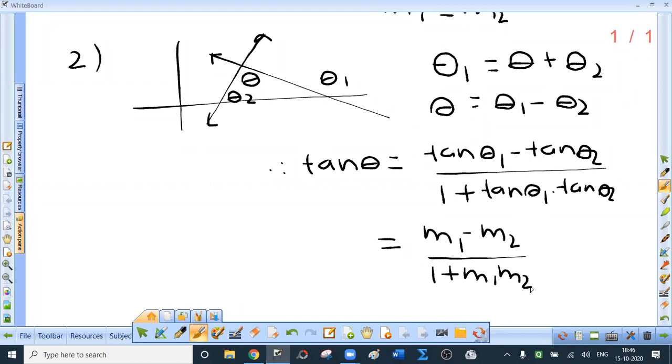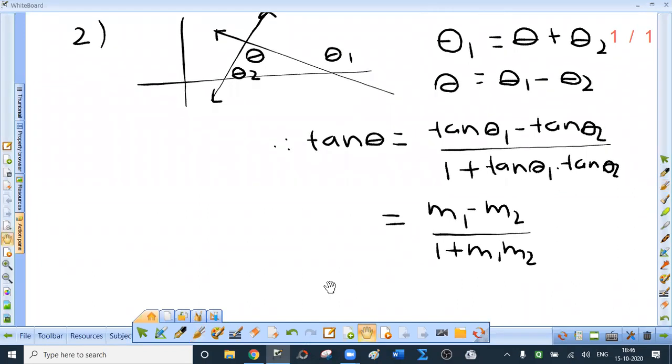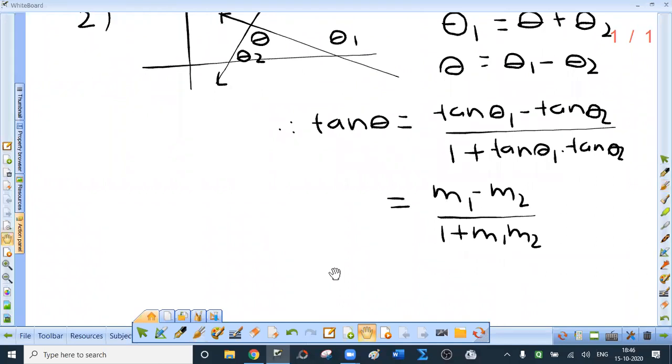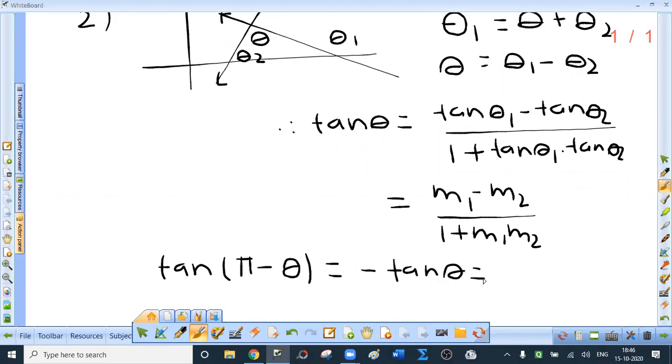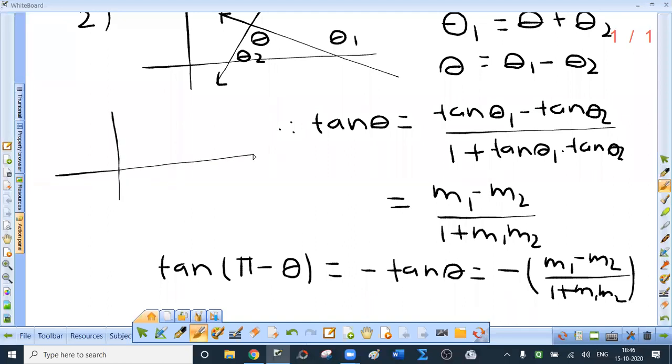But I am interested in the acute angle, so I am not interested in tan theta. I am interested in tan of pi minus theta, right? But tan of 180 degrees minus theta, that is pi minus theta, is minus tan theta. So it is minus in brackets m1 minus m2 upon 1 plus m1 m2. But if I consider these diagrams, this is not at all difficult. I am interested in this theta, which in this case is acute. So in that case, the formula will be m1 minus m2 upon 1 plus m1 m2.